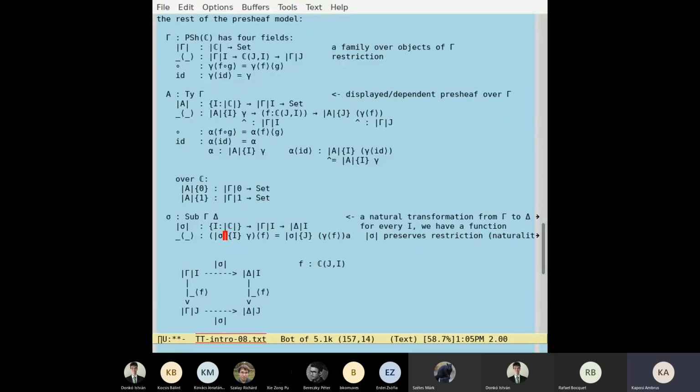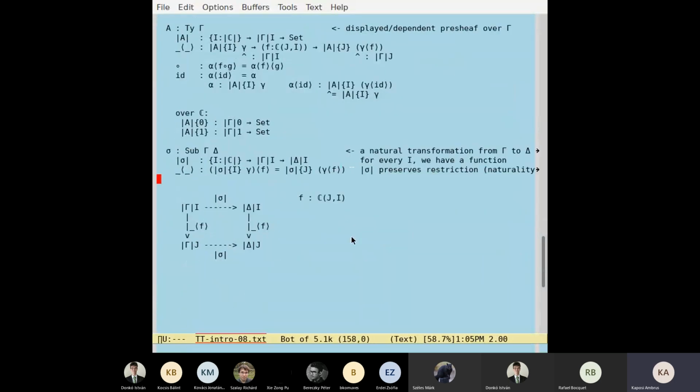Okay, but this is just for those who want to understand what natural transformations are. I just write it here in a comment that natural transformations are parametric polymorphic functions in type theory, natural transformations in Haskell. Okay, this is just a comment for natural transformation.